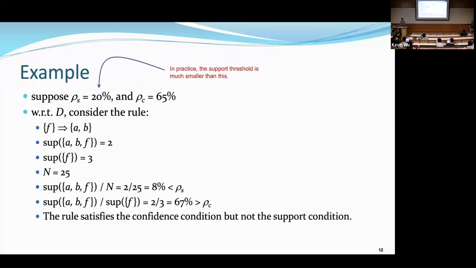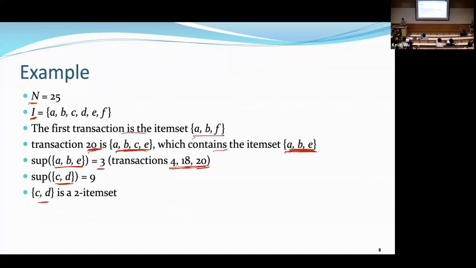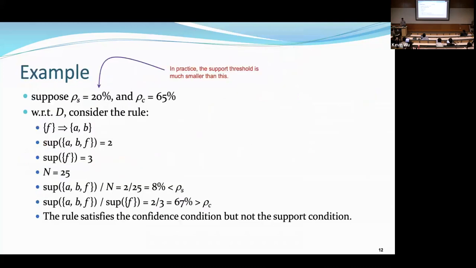All right, now let us use our example data set here to illustrate the support and confidence requirement. Let's say I set my support threshold to be 20%. Let's say I set the confidence threshold to be 65% or 0.65. Now, with respect to our toy example dataset D, let us consider the rule F implies AB. I said that the general form of the rule looks like this, X implies Y, right? So here, X is equal to the item set F, and Y is the item set AB.